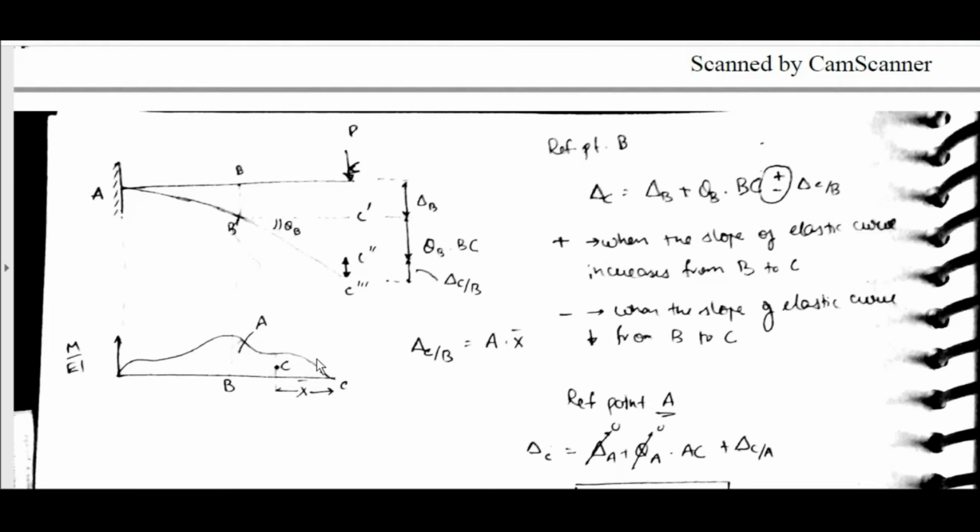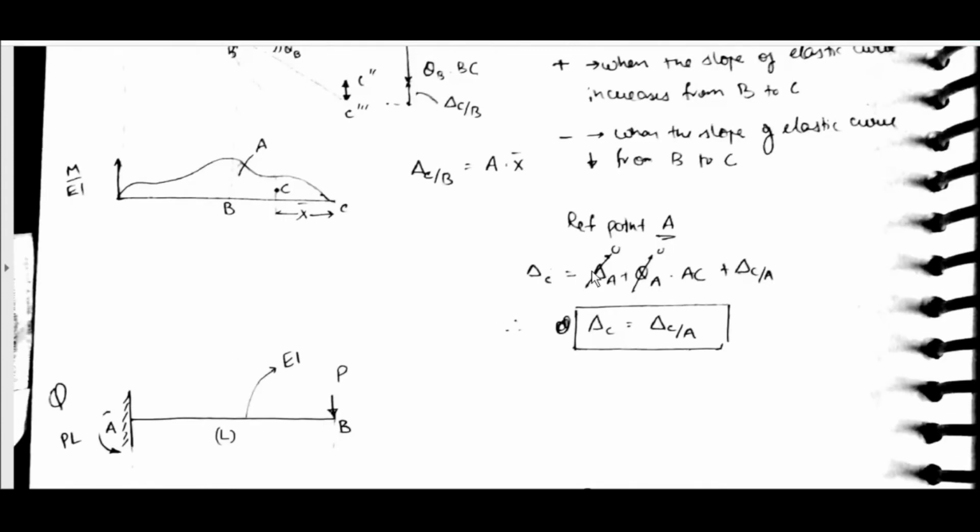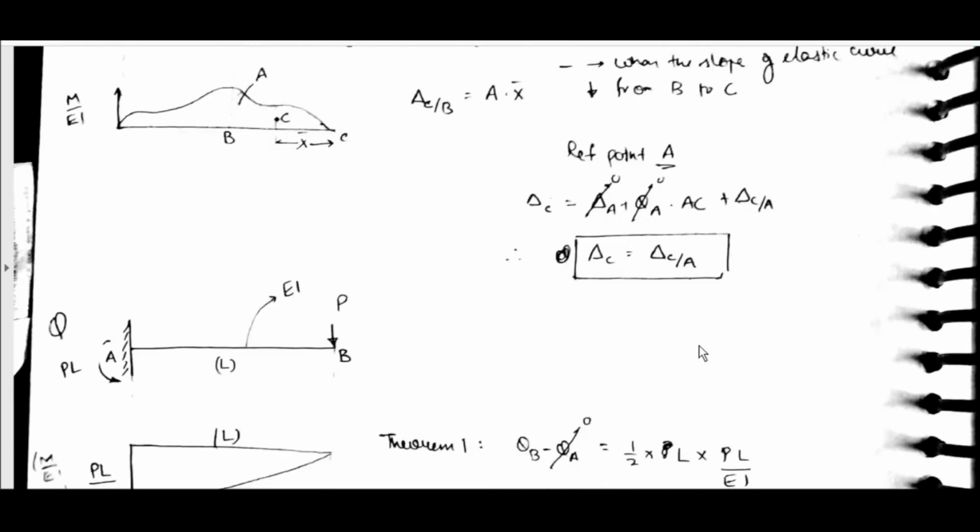A means the area of the M by EI diagram. X bar is the centroid point from C. Reference point A: delta C is equal to delta A plus theta A into AC plus delta C by A. And this is 0, this is 0. Delta C is equal to delta C by A. Delta C by A means x bar should be taken from C.